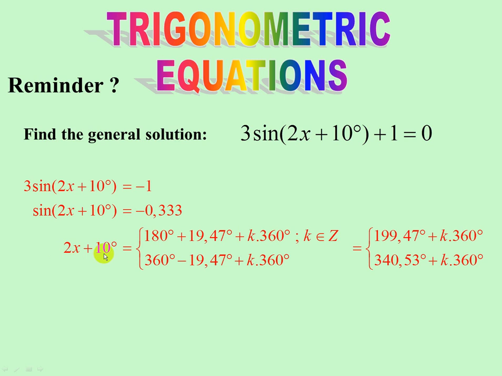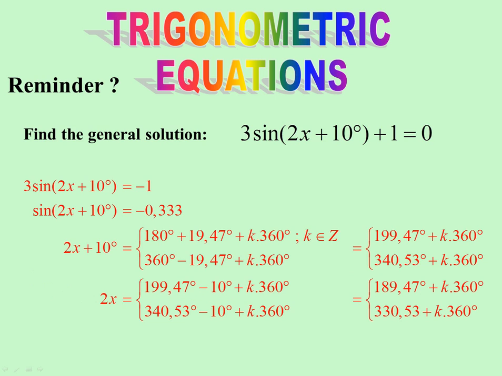2x plus 10 degrees equals 199,47 plus k360. 2x plus 10 degrees equals 340,53 plus k360. So we're going to subtract the 10 first. Note that the 10 only subtracts from the angle, does not subtract from k360, because that is an unlike term. So there we are. Now we divide by 2. Remember, you must divide both by 2, and there is our solution.